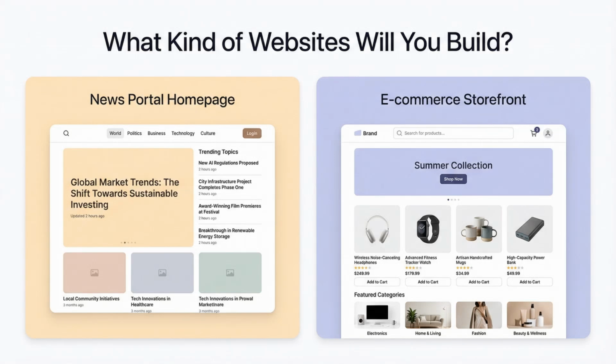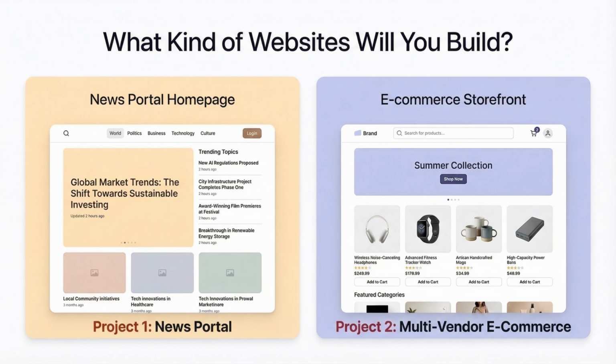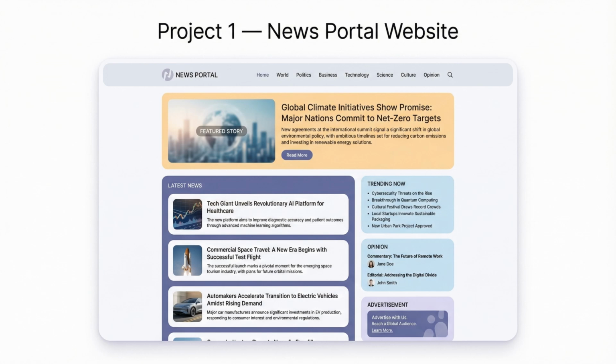By the end of this course, you'll be building exactly these types of websites, a news portal and a multi-vendor e-commerce platform. These aren't toy projects. They're normal, real-world websites that cover all the key concepts you'll need as a web developer. These are your 2 main projects. The news portal is the first, and the multi-vendor e-commerce platform is the second. Both are designed to be practical learning vehicles, not just finished products, but tools for covering every major topic in the curriculum.